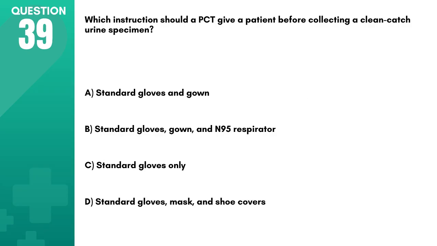Question 39. Which instruction should a PCT give a patient before collecting a clean catch urine specimen? A. Void continuously until the cup is full. B. Start urinating into the toilet, then collect the sample. C. Drink a large amount of fluid right before collection. D. Hold your breath during collection.